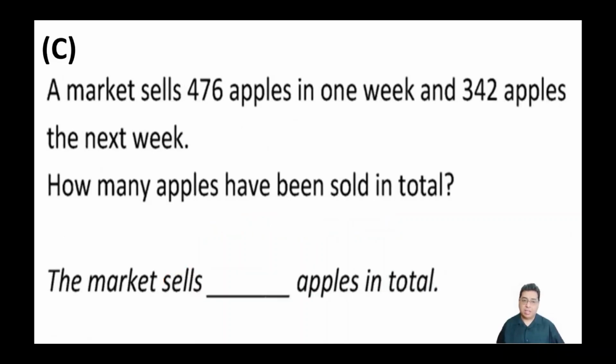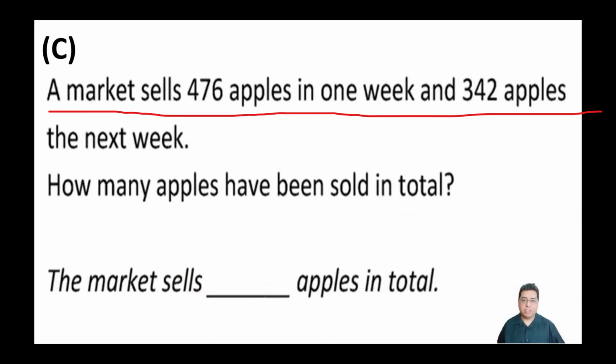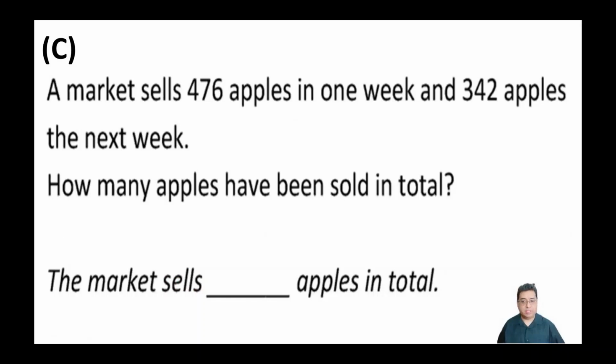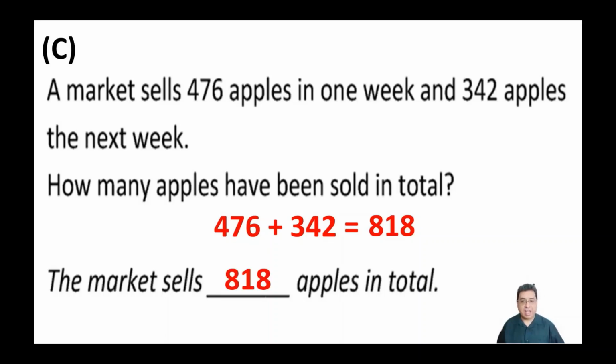For letter C, a market sells 476 apples in 1 week and 342 apples the next week. How many apples have been sold in total? Basically, in total means what? That's right, means all together or add. So what are we going to do here? What numbers? Correct. We're going to do 476 plus 342, which equals 818. So the market sells 818 apples in total.